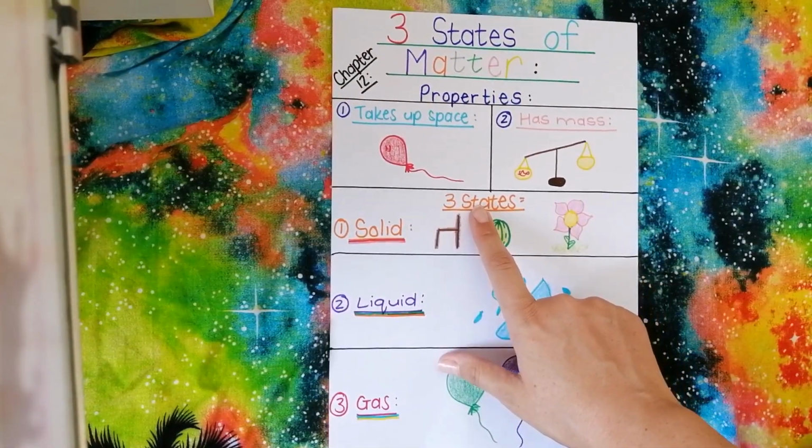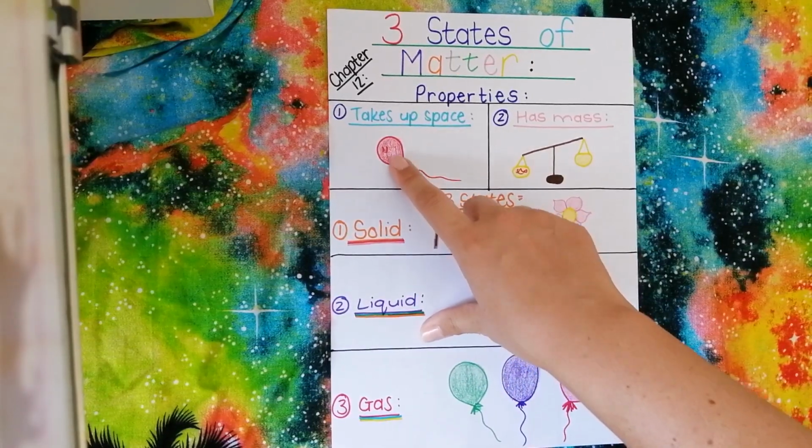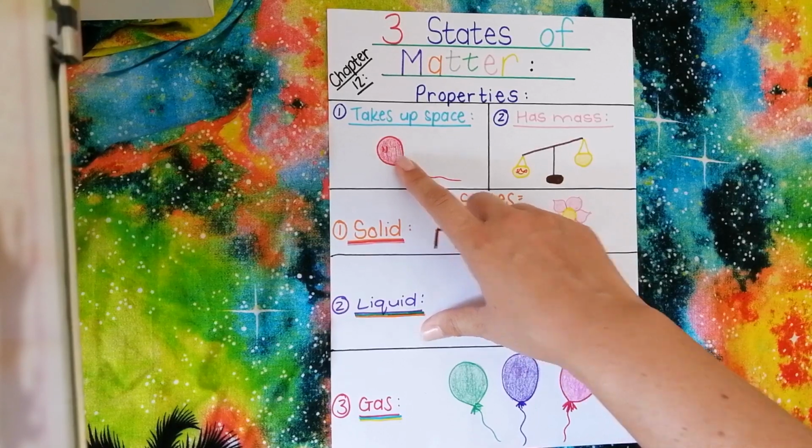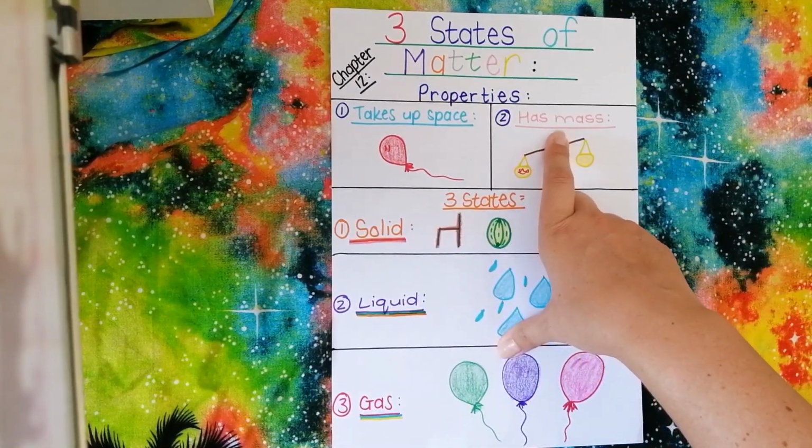How do we know if something is matter? It takes up space. Like the air that fills a balloon takes up space, it makes the balloon bigger, and it needs to have mass.